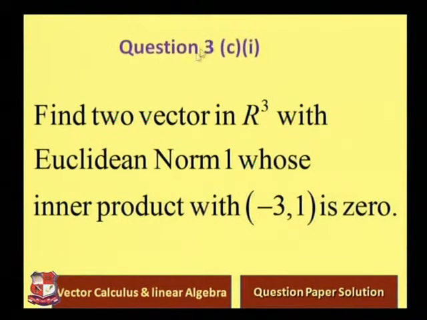Now question number 3c1: find two vectors in R3 whose Euclidean norm is 1, and whose inner product with the given vector (-3, 1, 0) is 0. That means the inner product is 0.